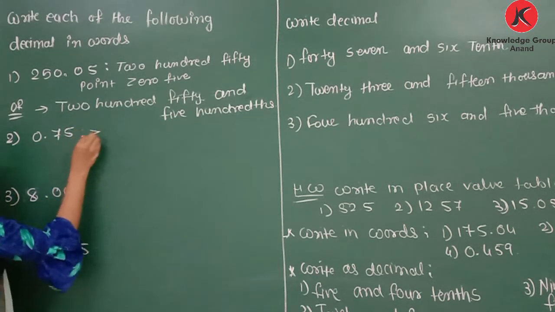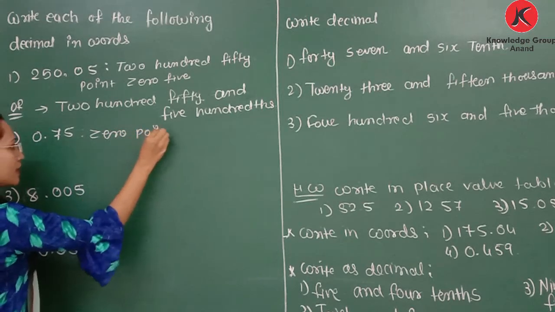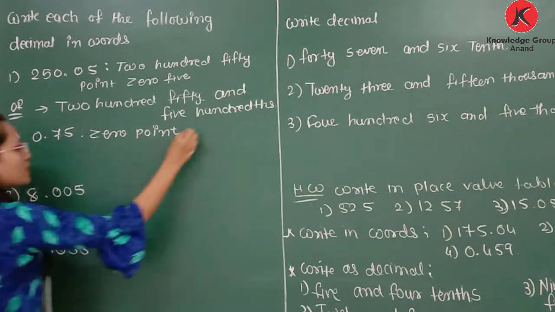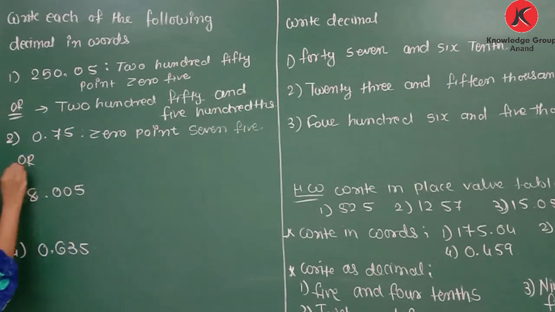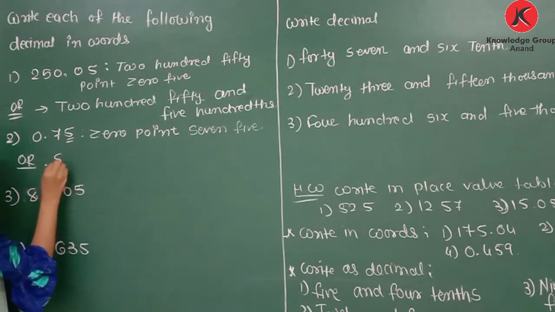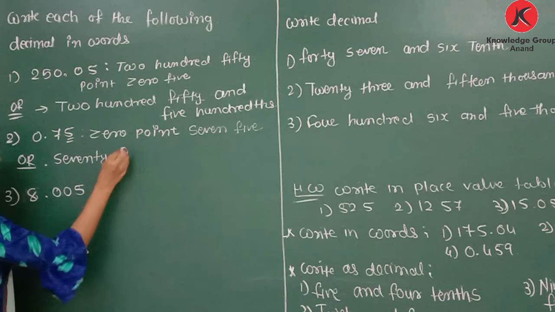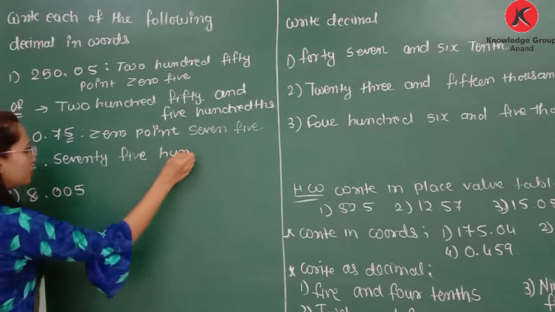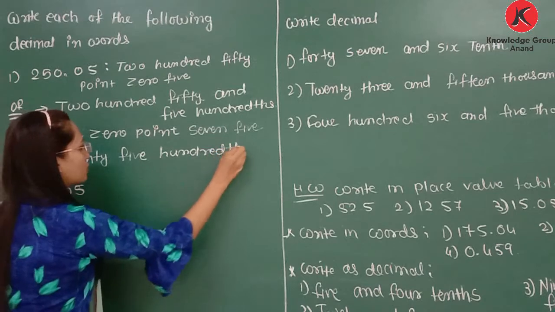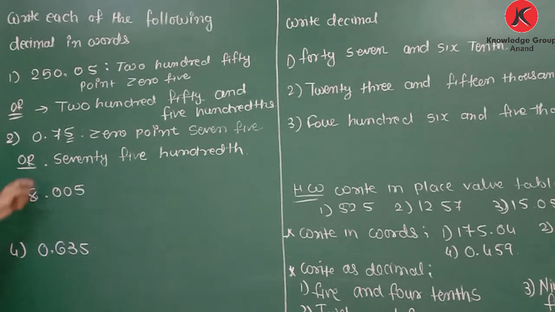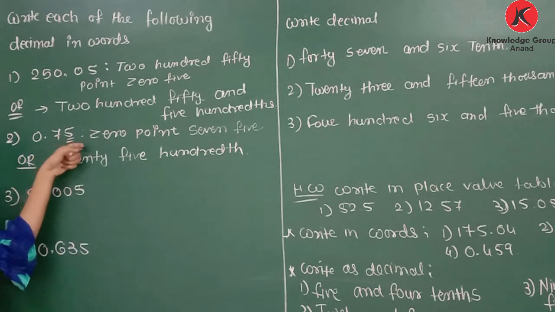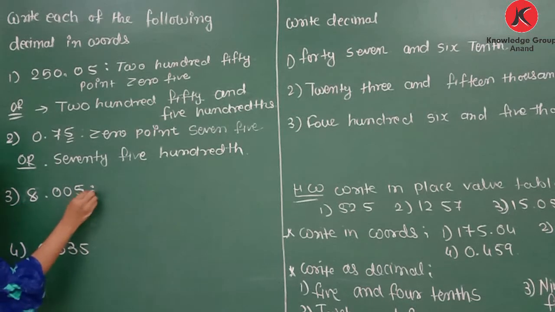So it is written as 0. Decimal point is written as 0.75. Or we can write it as 75, but 5 is at the 100th place, so we can only write 75 hundredths. Or you can write 0 and 7500. Then it is also correct. 7500 means 0.75. Clear? Now next one, 8.005.